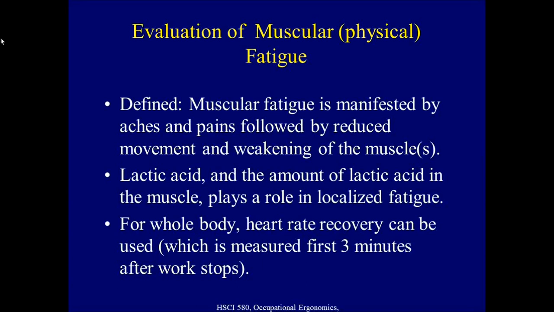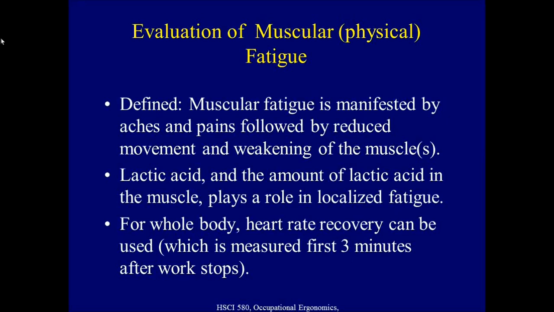So muscular fatigue is manifested by aches and pains, followed by reduced movement and weakening of the muscles. What happens is that you tend to recruit more muscles in order to do work. So for example, if you saw someone doing physically demanding labor with their hands and wrists, and you were to come back later and watch that same individual doing work later in the shift, they may be recruiting the larger muscles of the arms and of the chest and of the body to perform the same job, because the smaller muscles have become fatigued and they've recruited the larger muscles in order to help them complete the task.